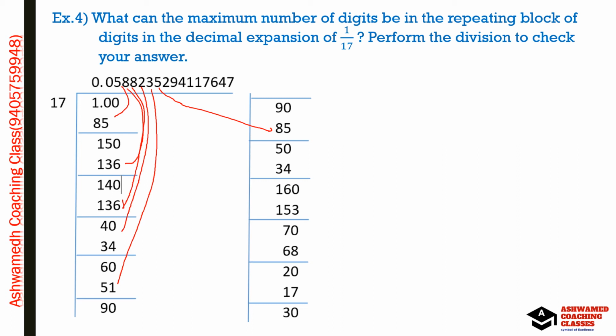So 50, again 17 into 2 is nothing but 34. Okay, and therefore 50 minus 34 is 16. Take 0, we get 160. Now 17 into 9 is nothing but 153. Okay, as you know this division, I just revised that.